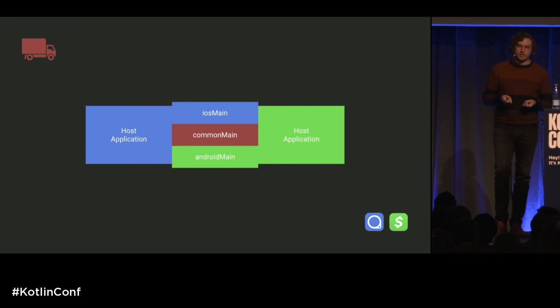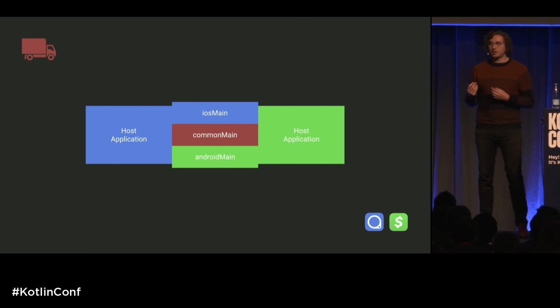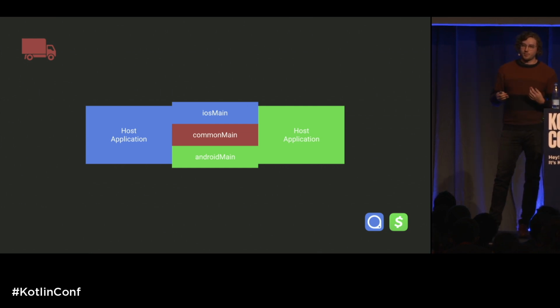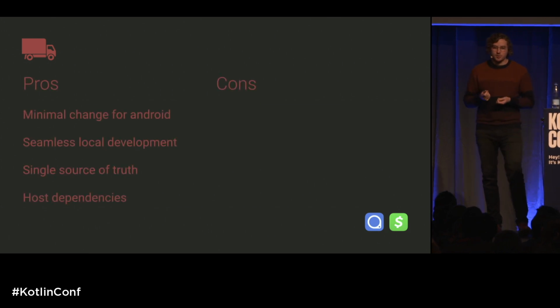The first option you can kind of take here is creating a monorepo. So if you look at the Kotlin multi-platform samples on GitHub that JetBrains has published, that's a good example of just a monorepo, where you have your source sets, and then the host applications all live side by side in a single repository. There's a lot of pros to this one. There's minimal change for Android.